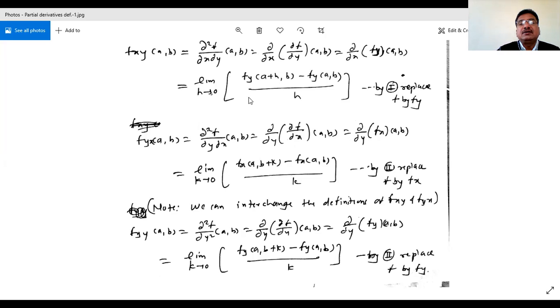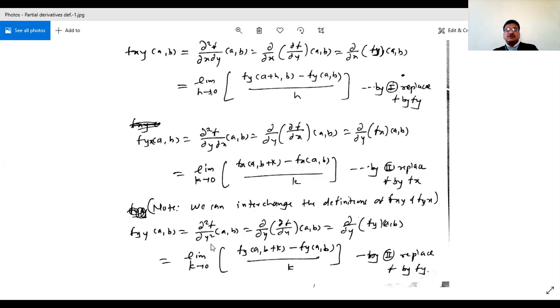So the notations may be interchanged. We can interchange the definitions of fxy and fyx. That is, take this as the definition of this, and this as the definition of this. Okay. So once you take the definition of fxy as this, then take the definition of fyx as this. And if we take fxy as this definition, then take fyx as this definition. Okay.